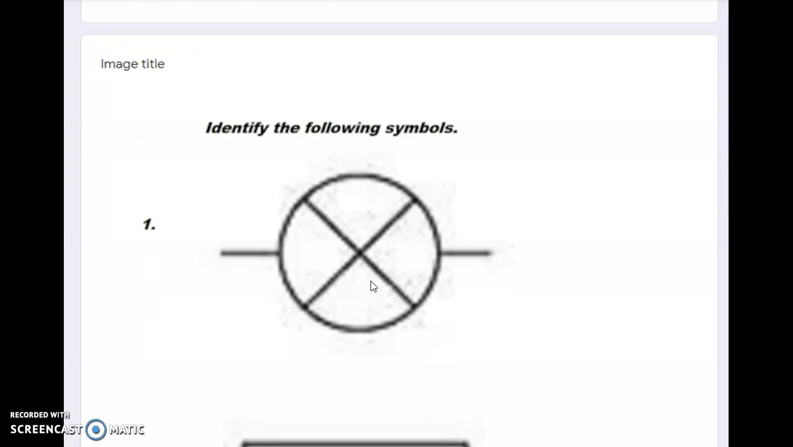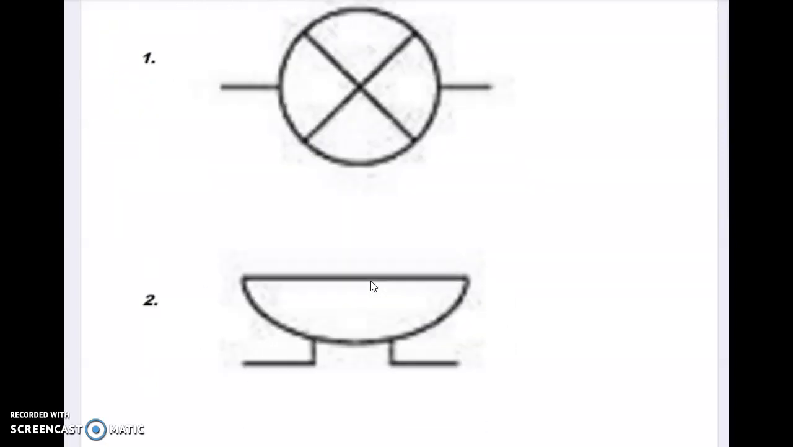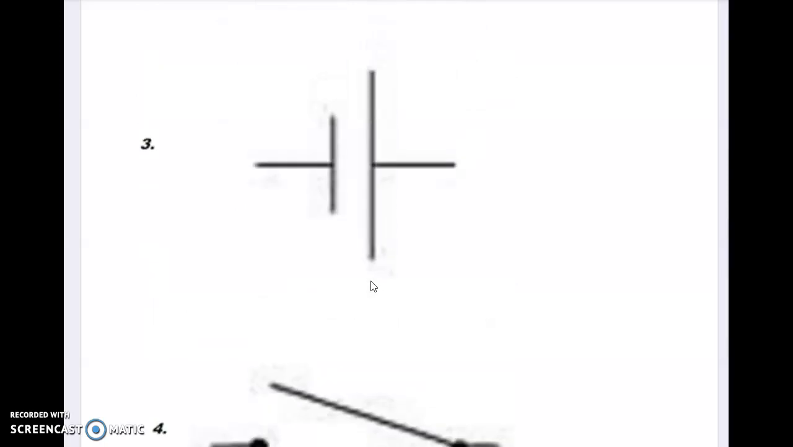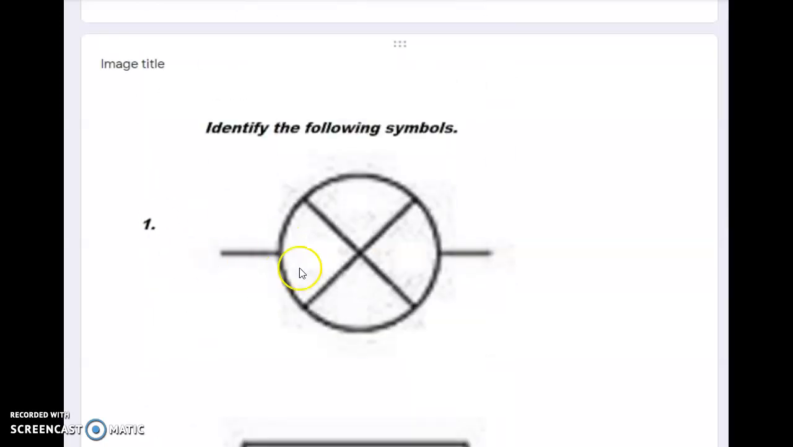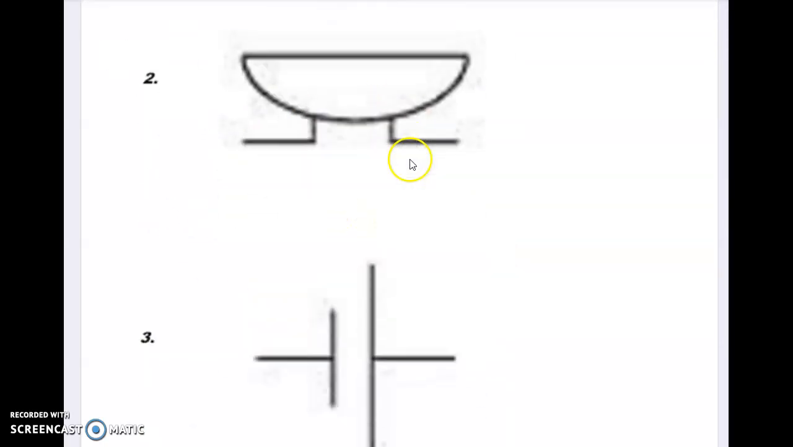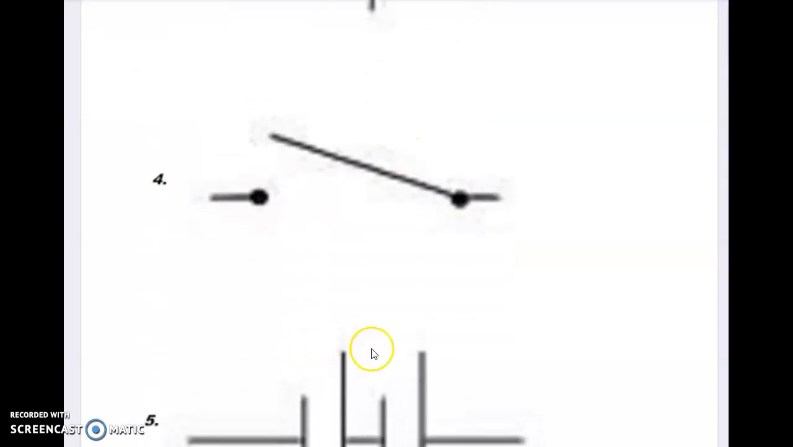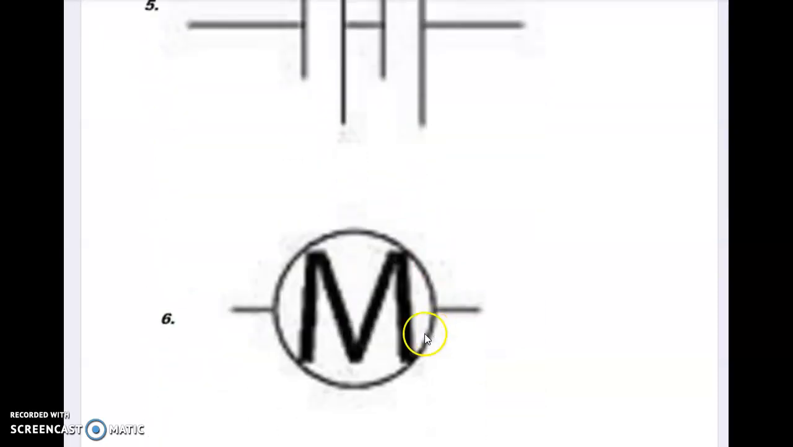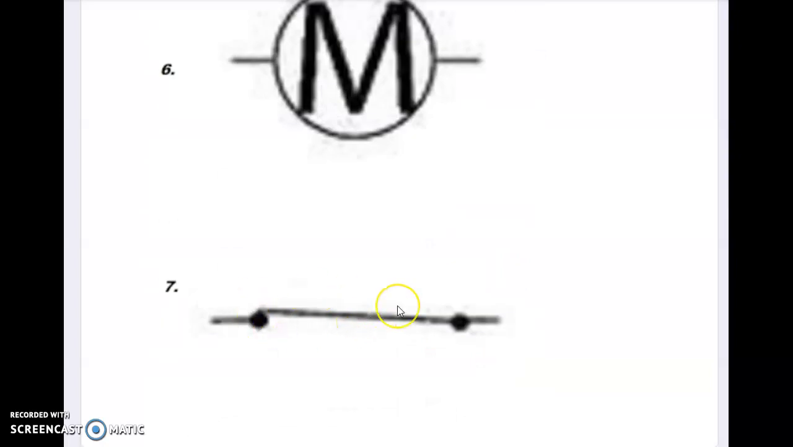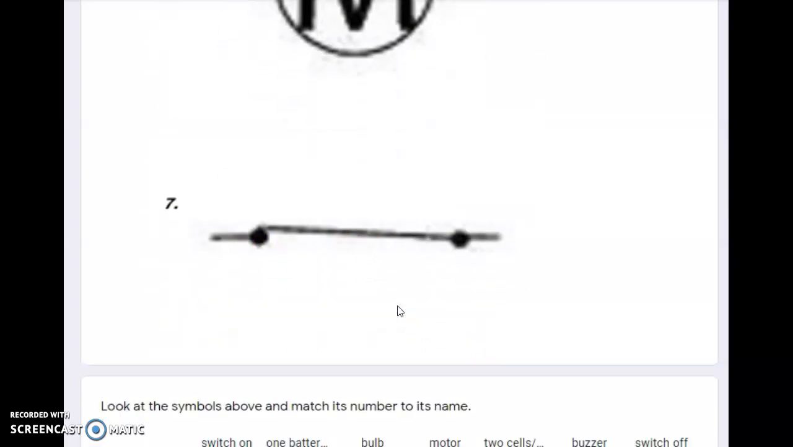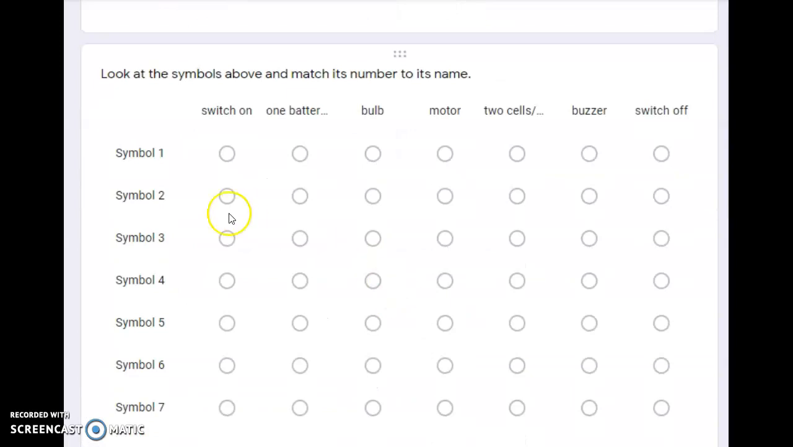For today's task, I just want you to name the symbols. What is this symbol? What is this symbol? This symbol, this symbol, and this symbol, and this one. Again, there are 7 symbols. For your test, it's going to look like this.